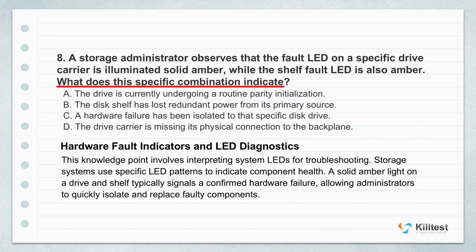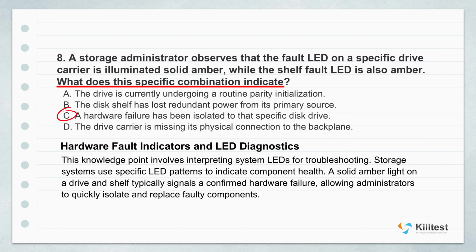This is purely about visual diagnostics on the data center floor. When you're standing in an aisle surrounded by thousands of rapidly blinking green lights, you need a clear visual language for failure. The answer is C. A solid amber light on both the drive carrier and the shelf means a hardware failure has been isolated to that specific drive. Amber always means bad news.